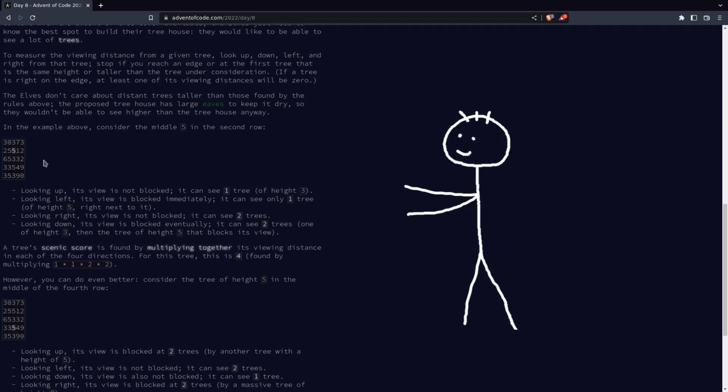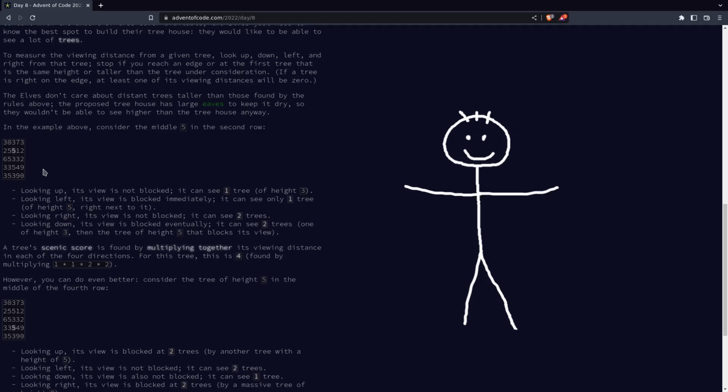If we look towards the north, we can see only one tree with height 3. If we look towards the left, we can see only one tree with height 5. The other tree is hidden because of that tree. If we look towards the right, we can see another two trees, and towards the bottom we can see another two trees. The last one is hidden again because of the tree with height 5.